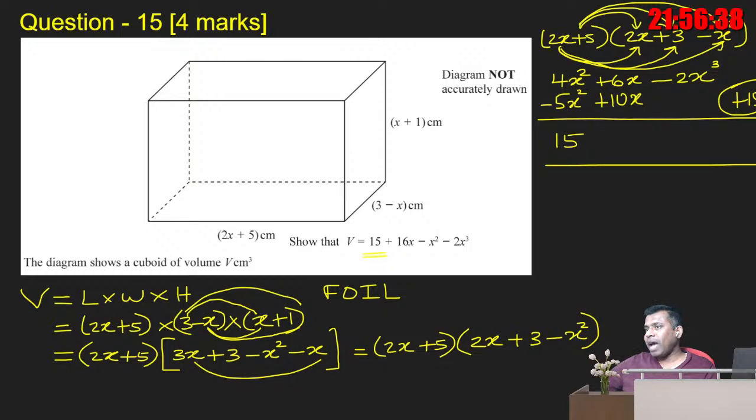Then 16x, because 10 plus 6 is 16x. Then minus 5x squared plus 4x squared is minus x squared. And finally, minus 2x cubed. Maybe I don't have enough space because it's going out of the screen, so I'm just going to rewrite that again, minus 2x cubed. Hope you understand. That is the volume equation for that cuboid, right? Basically, the question is all about expanding brackets. They didn't ask that way. They ask it as a geometric volume question, but you need to understand that algebra is involved. You need to expand the brackets. So question number 15 done.